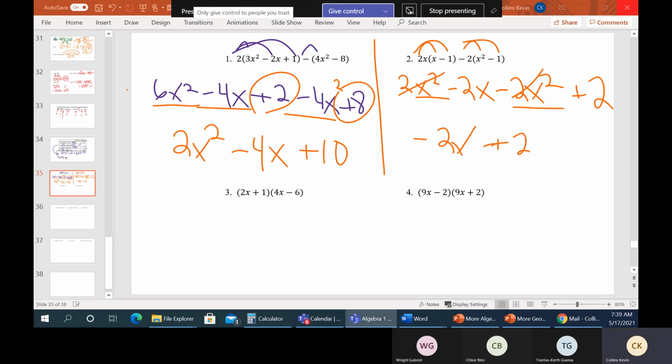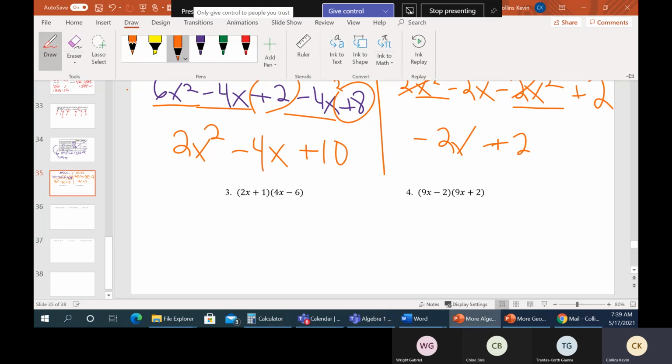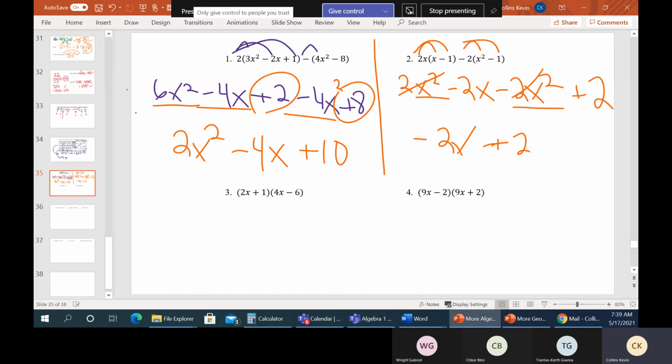Okay, so let's walk through this one. So some people call this the FOIL method, the rainbow method, all kinds of different things. But the thing you want to make sure is that we have all of our terms multiplied together, right? So since we have 2 terms in the first set of parentheses, 2 terms in the second set of parentheses, if you multiply them together, 2 times 2 is 4, right? So before we combine anything, we should have 4 terms, okay? So let's take a look at that.